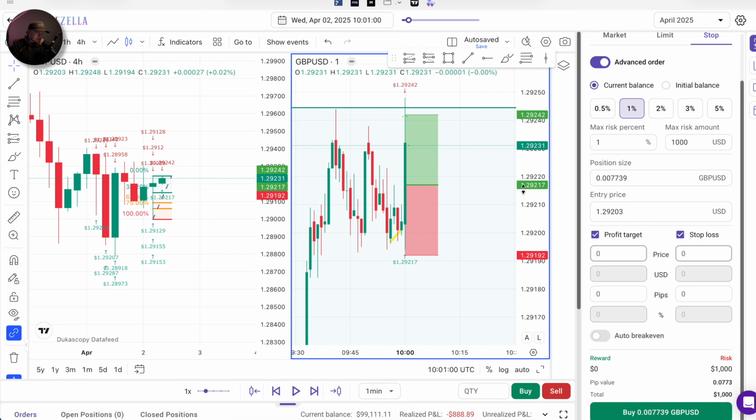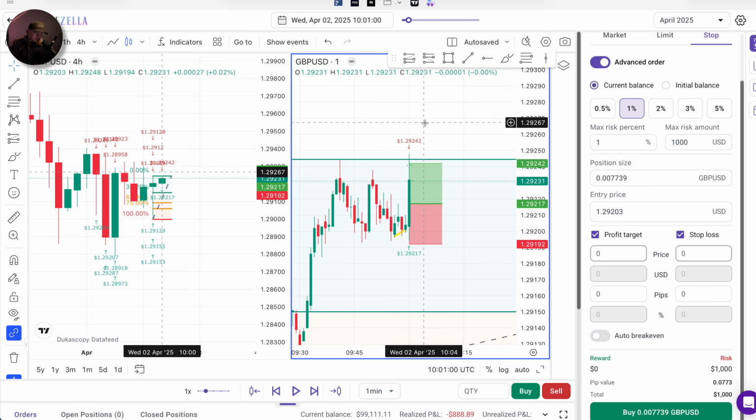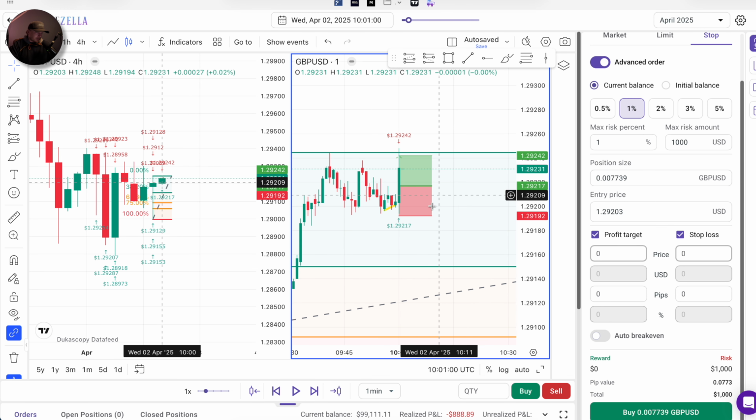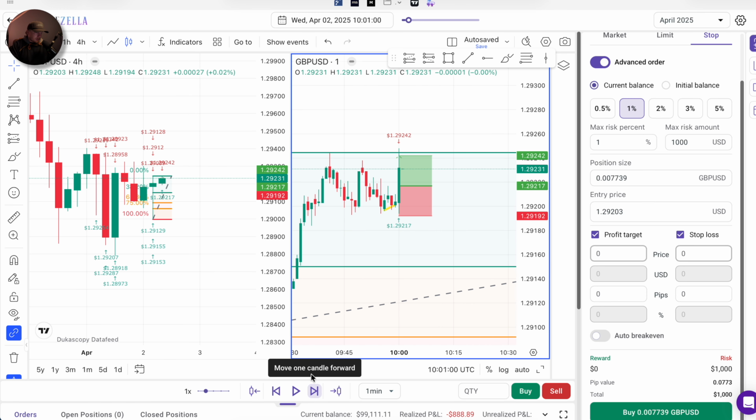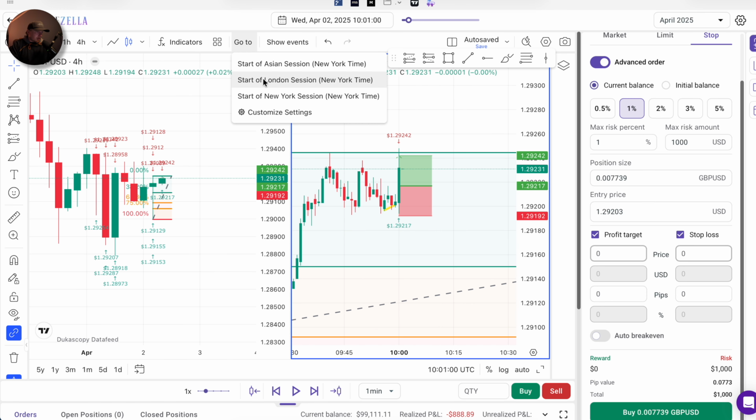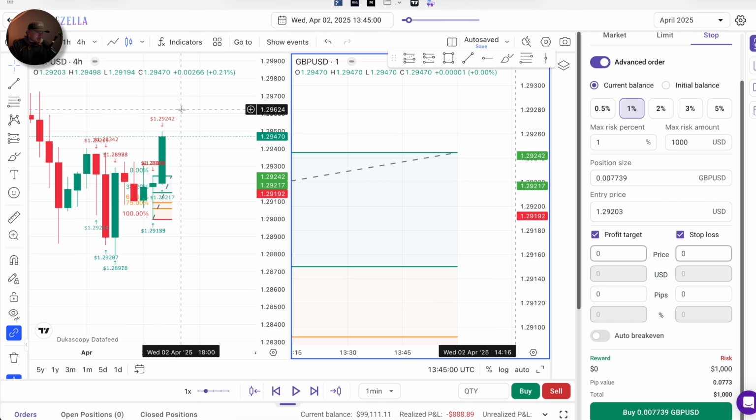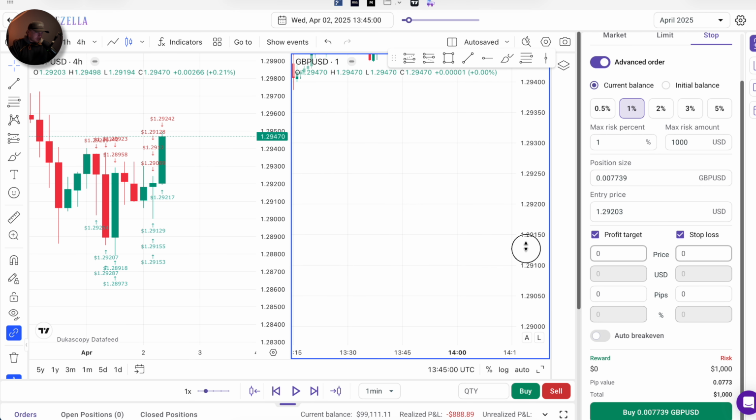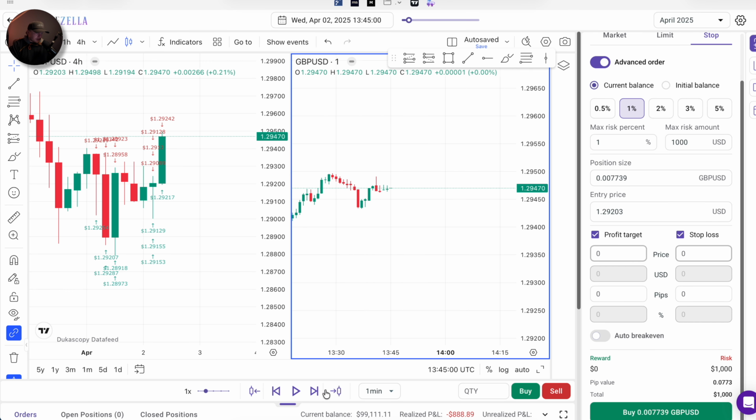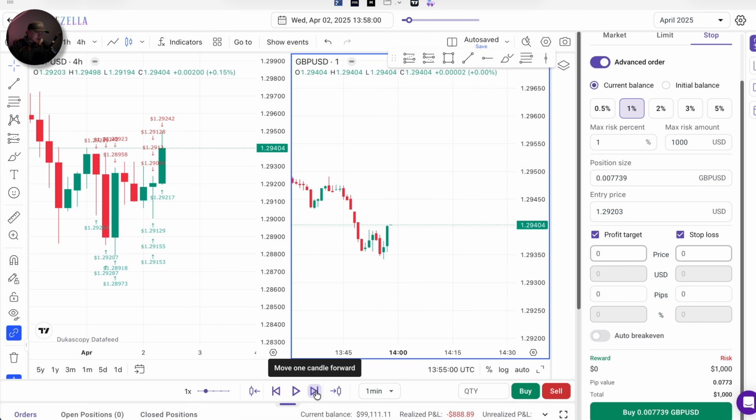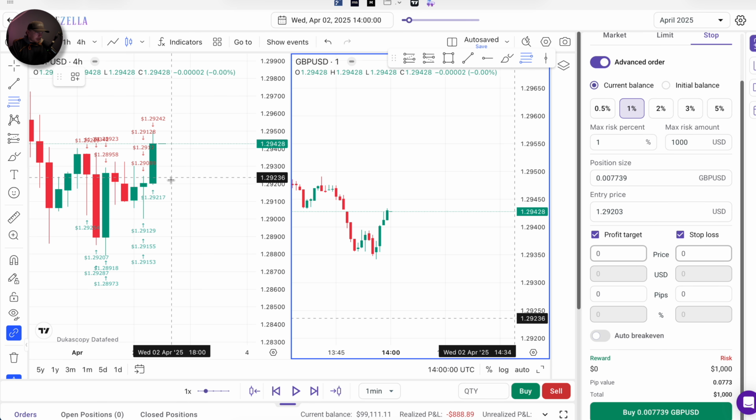Price came down. Okay. Well, yeah, bit of a weird one, that one, but anyway, we'll keep moving forward, and we will go to the start of New York. Remove the drawings, and let's see. So skip forward to the 2 o'clock where we close bullish.